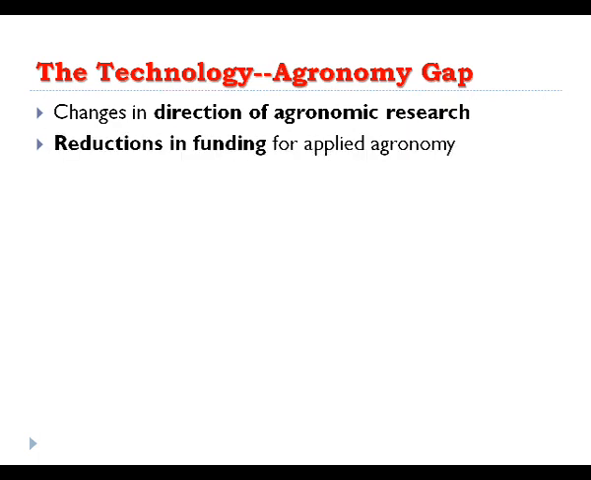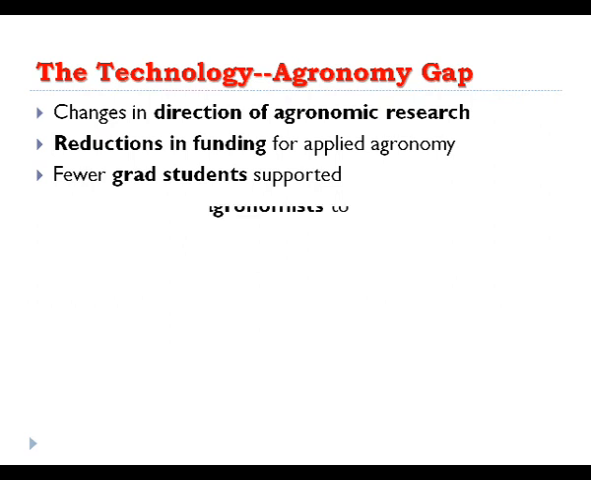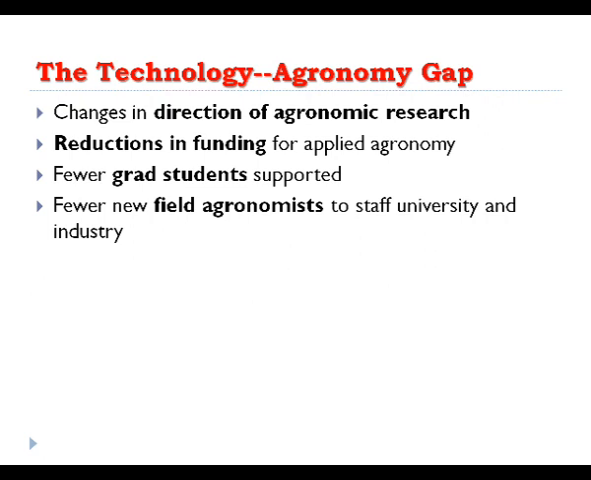We've had a big reduction in funding for applied agronomy. There's really just not much money in that. As a result, we've reduced our staff at universities and in agribusiness to do that type of research. I think it's a challenge that we need to worry about. Another result is that we have fewer graduate students being supported. That means fewer new scientists being generated to carry on this kind of work in the future. And it means fewer new field agronomists to add to the staff at universities and in industry.